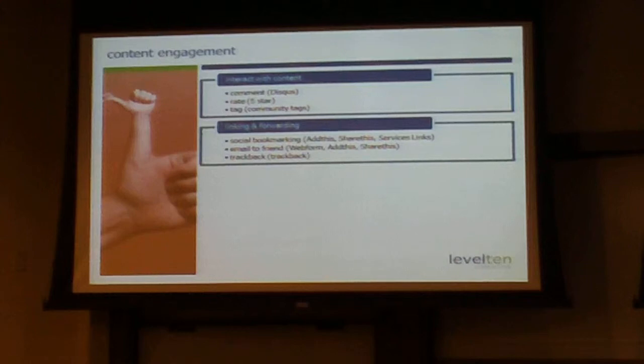Linking and forwarding. So, social bookmarking. People, again, might want to bookmark on Delicious. They might want to add something to their Facebook page. They might want to tweet it. Drupal gives us all kinds of great mechanisms for making these things happen, helping us go viral. One is, obviously, the AddThis, ShareThis, and Service Links modules. There are probably more modules than that, but those are the three that we've used on various projects.